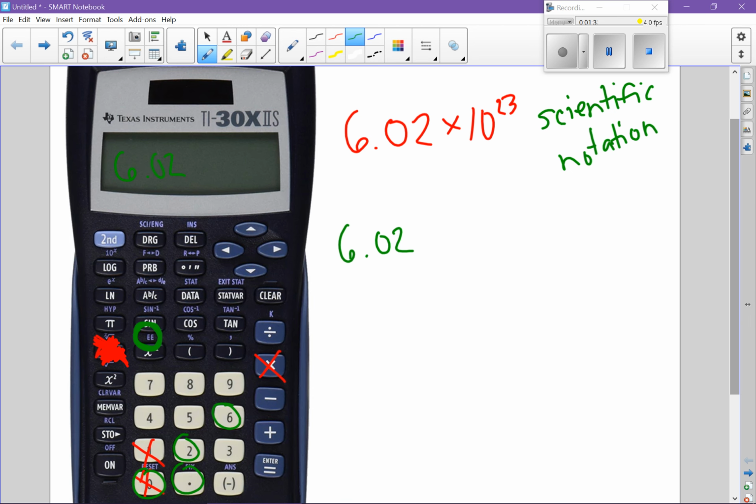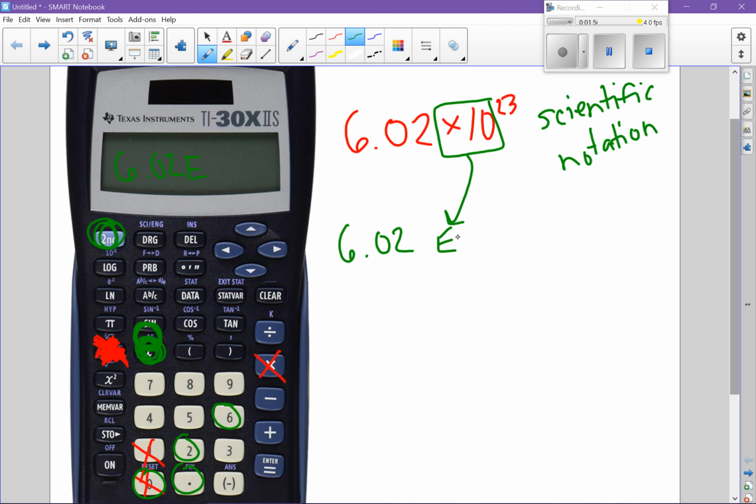But then instead of times 10 and that stupid to the button, you're just going to type second and then push this button right here. That's going to make a little E pop up on screen. So second E. Okay? Now that E takes the place of all of this. So when you see that on your screen, there's really a secret times 10 in there.